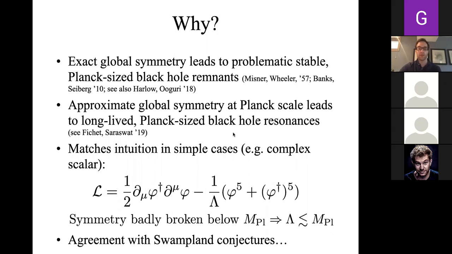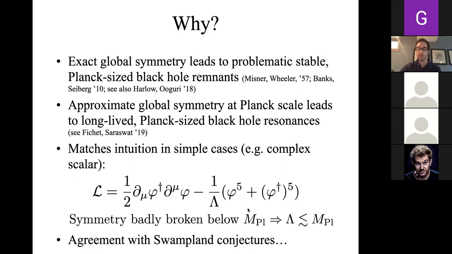The statement that global symmetry should be badly broken at the Planck scale matches our intuition in simple cases. For instance, if we have a complex scalar field, it has a U(1) rotational symmetry, which is broken by higher dimension operators of this form. In quantum gravity, we expect that these sort of operators will be suppressed by the Planck scale. And suppressing these operators by the Planck scale is precisely what you need in order to ensure that the symmetry is no longer approximate at the Planck scale.